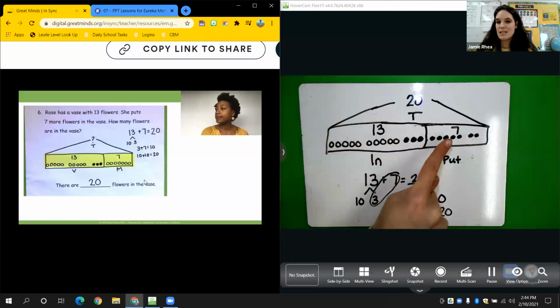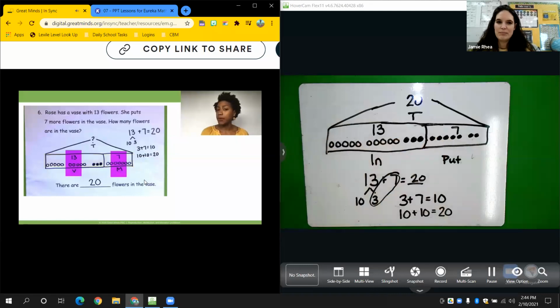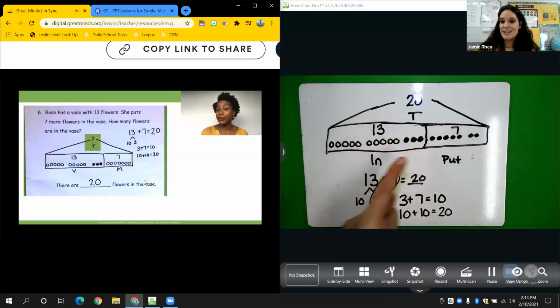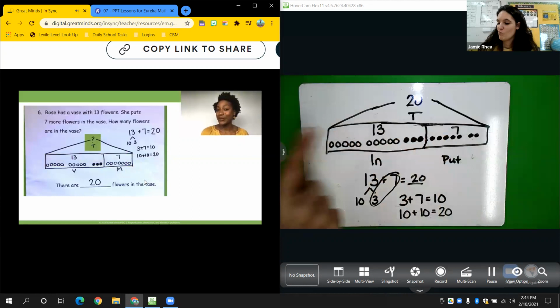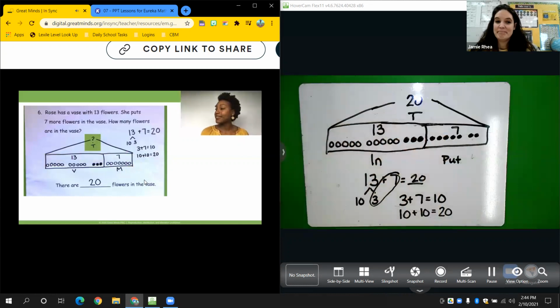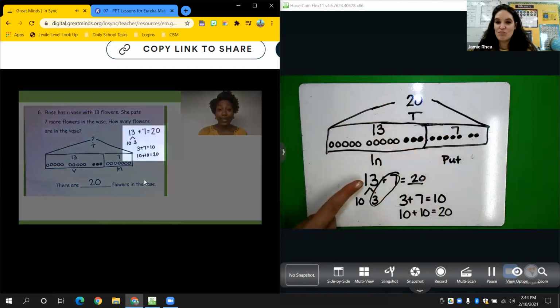We have 13 and 7. Did I label with a number and a letter that makes sense? We labeled with words in the input, and we did put a question mark in there where the total is. And did you get 20?